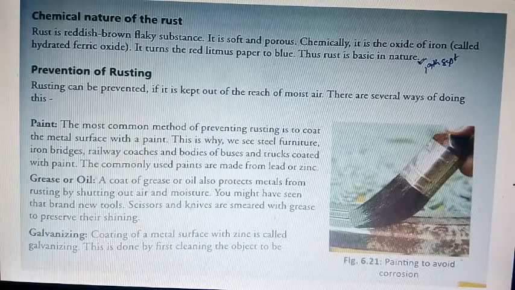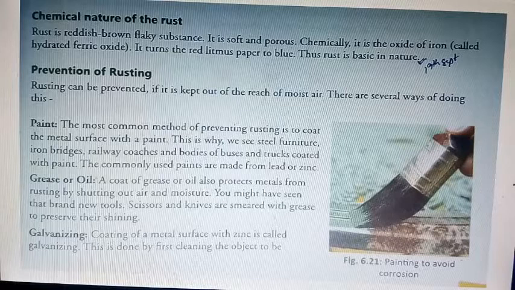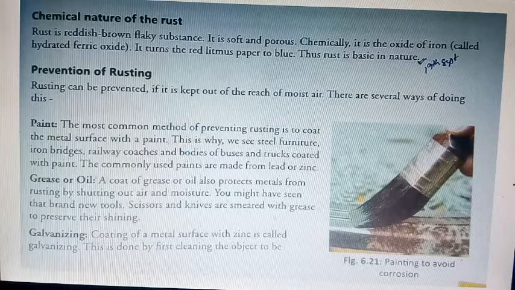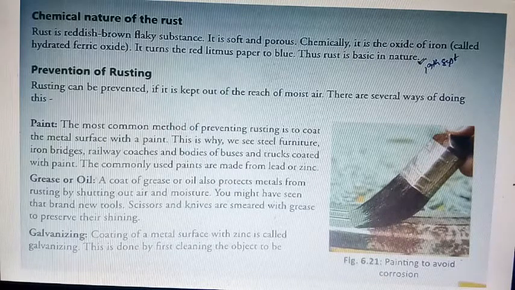Rust is a reddish brown flaky substance. It is soft and porous. So rust is soft, whereas iron is very hard and not that porous. It is non-porous. Small pores may be there, but it is not porous. But rust is soft and porous.